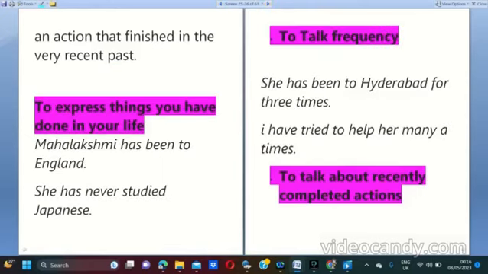See, a few actions begin in the past, and they are finished in the present time. This is what is being discussed by present perfect tense. There are a few other conditions. We also look at them to get a better understanding.